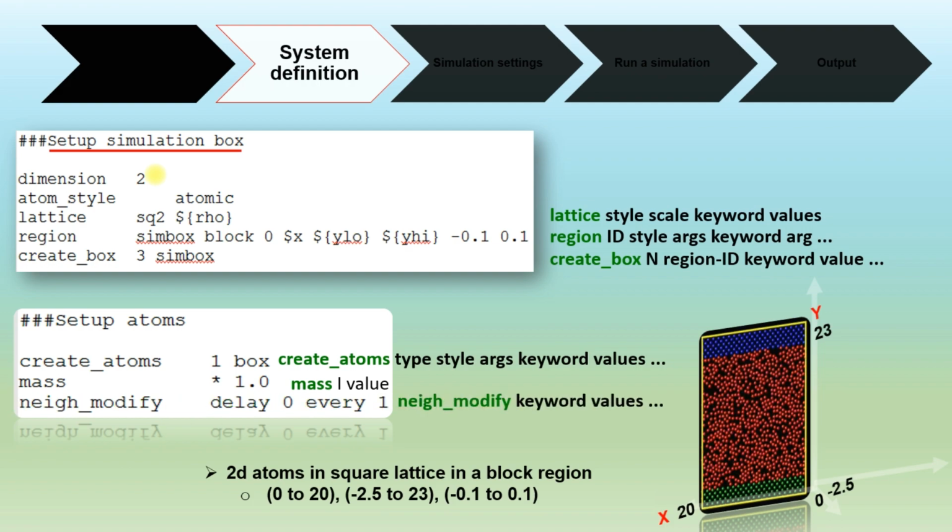Next is the neighbor modify command. It sets parameters that affect the building and use of pairwise neighbor lists. Its syntax is simple: neighbor_modify keyword values. The delay keyword means never build a new list until at least N steps after the previous build. After the delay has passed, every setting means build the list every M steps, meaning every one step.